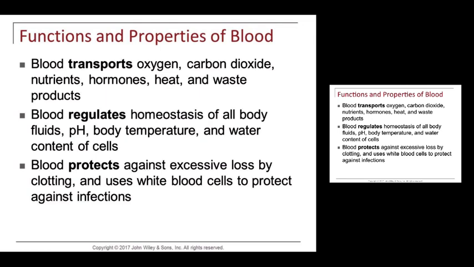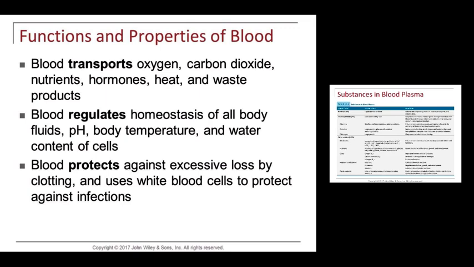The blood is going to regulate homeostasis, is involved in regulating balance in the body by pH. We know that albumin is involved in regulating pH, the body temperature, and also the water content of cells. And it also helps protect us because of antibodies. We know that there's white blood cells that are involved. So we have antibodies, immunoglobulins, but also clotting factors in blood. So it helps to protect us against any excessive blood loss.